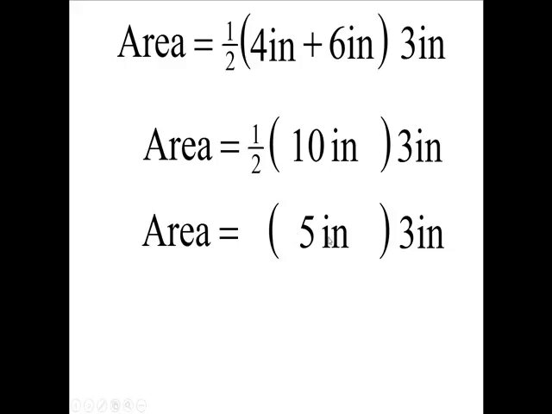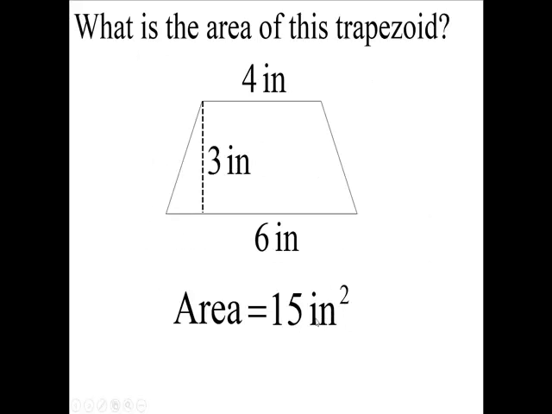Half of 10 is 5. When you multiply the average base times the height, you get 15 square inches. So 15 of those squares will be inside this figure right here.